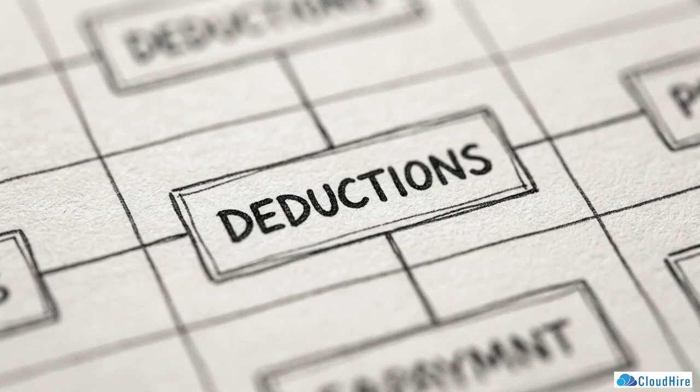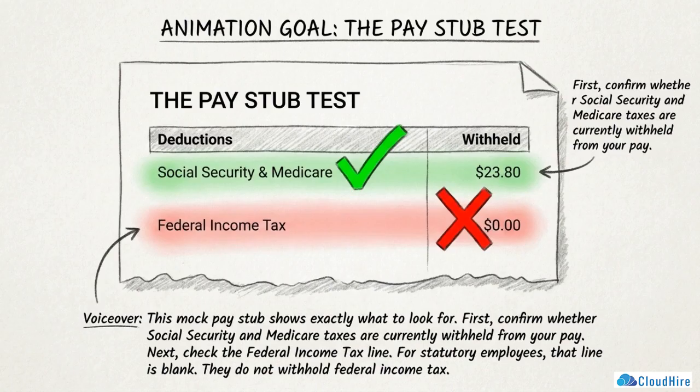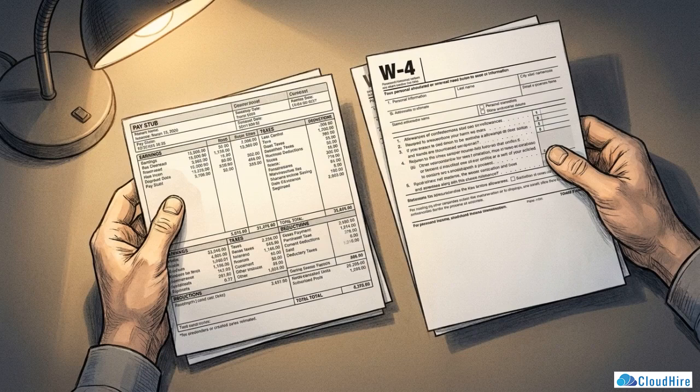Look directly at the deductions section of your statement. This mock pay stub shows exactly what to look for. First, confirm whether Social Security and Medicare taxes are currently withheld from your pay. Next, check the federal income tax line. For statutory employees, that line is blank. They do not withhold federal income tax. That exact split, paying mandatory payroll taxes out of your check, but leaving federal income tax untouched, is the definitive financial fingerprint of a statutory employee.